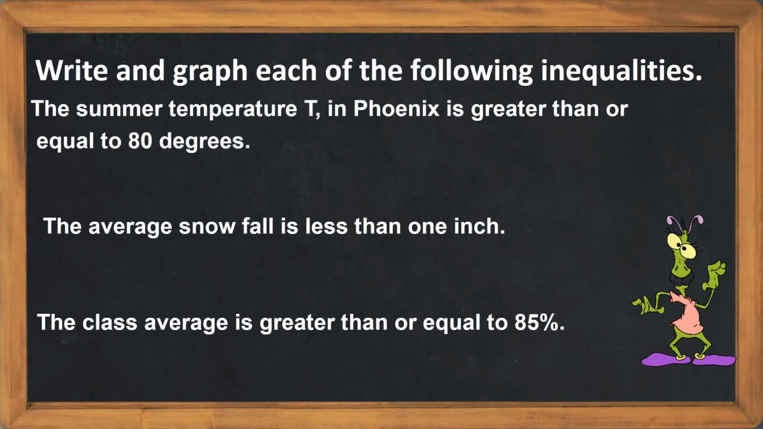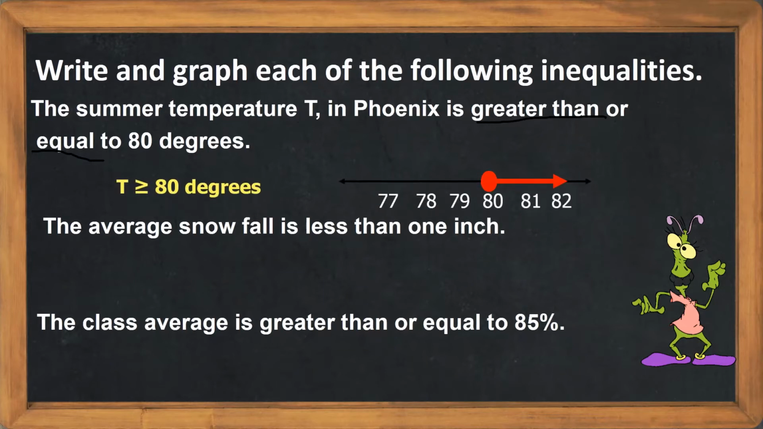Let us continue. Suppose you have this example. We need to write the inequality and graph it. Okay, let us take the first example. Suppose the statement is: the summer temperature, which is T, in Phoenix is greater than or equal to 80 degrees. So the keywords are greater than or equal to 80 degrees. So that's how we symbolize the inequality. It's T greater than or equal to 80 degrees.